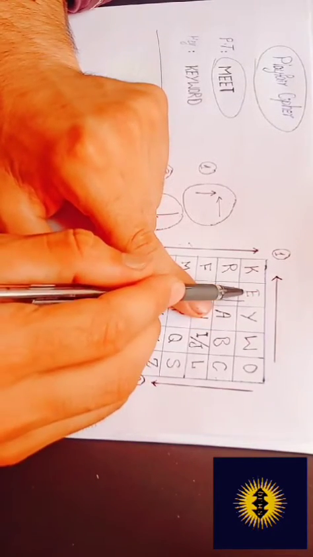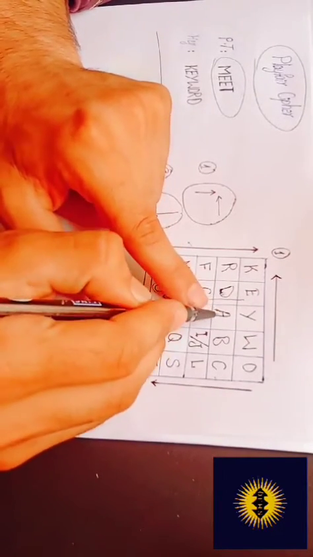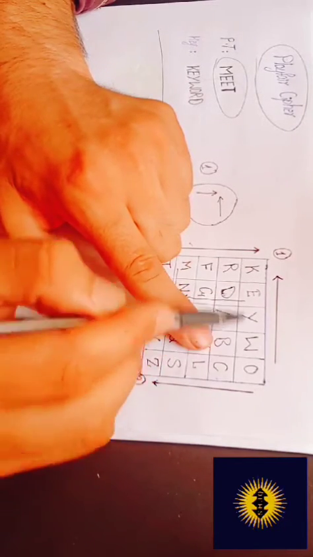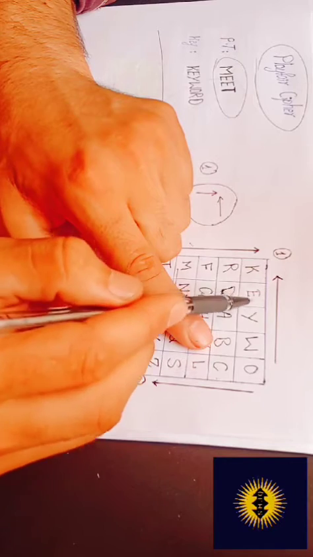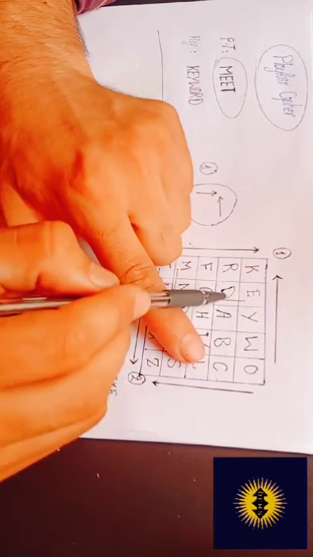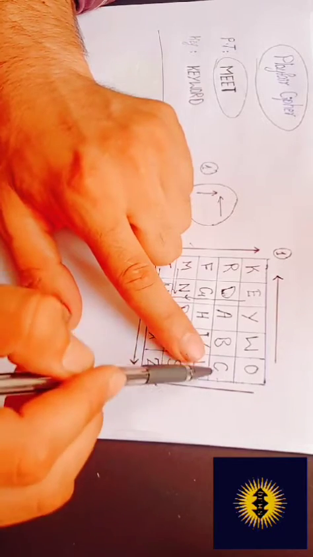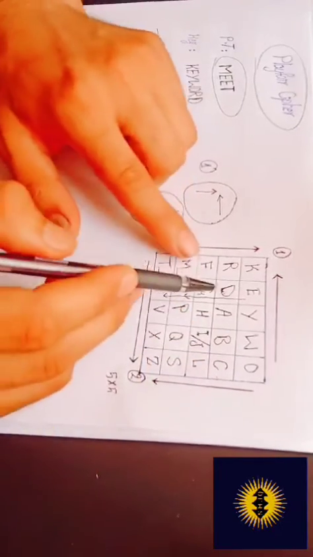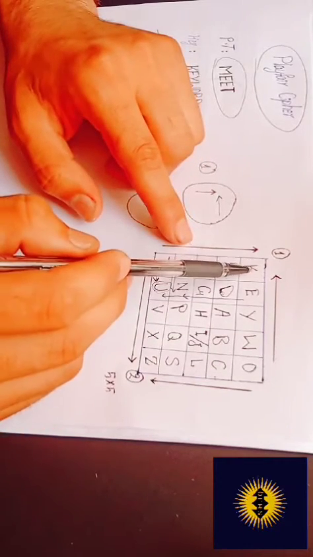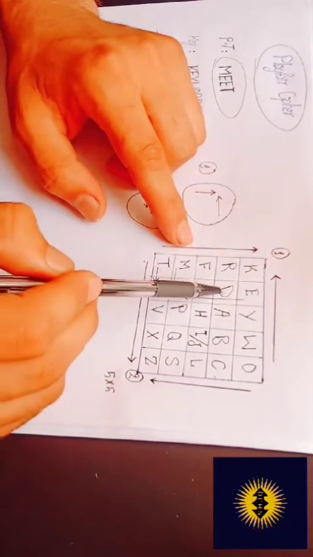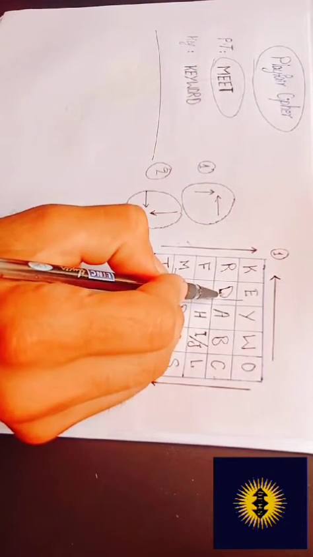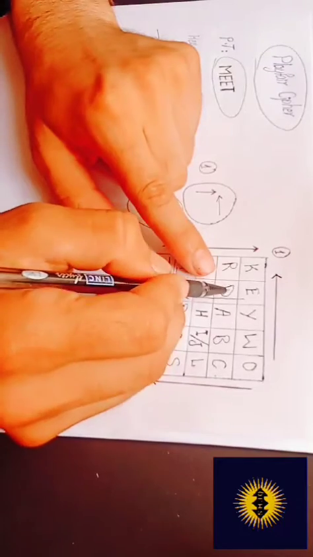Let's see, do we have A here in the keyword? A is not there, so we can write A. After that, B. Do we have B in the keyword? B is also not there, so we can write it. C is also not there, so we can write C. After C is D. Do we have D here in the keyword?